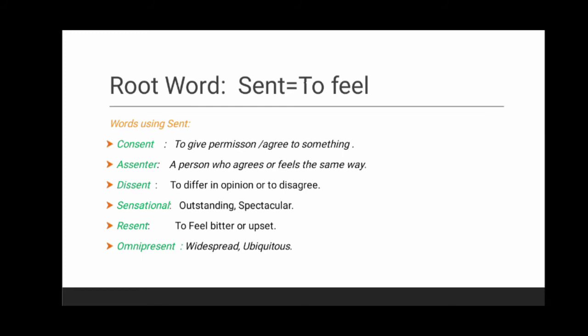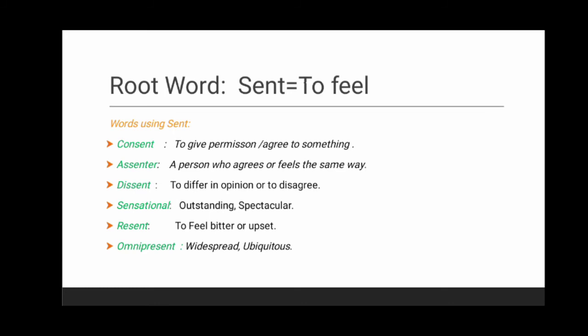And coming to the next word, sensational, which means outstanding and spectacular. And the example sentence is, his performance in the exam is sensational. And coming to the next word, resent, which means to feel bitter or upset. And coming to the example sentence, he represented his boss for making him work late. It's not represented, resented. He resented his boss for making him work late.